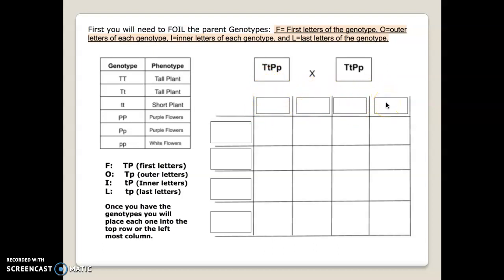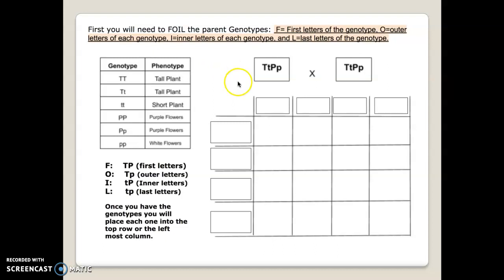But the question is, which T and which P? Because there's 2 different alleles. There's 2 different T's and there's 2 different P's. So the first way you can do this is you can use this FOIL method, and that stands for first letters, outside letters, inside letters, and last letters.